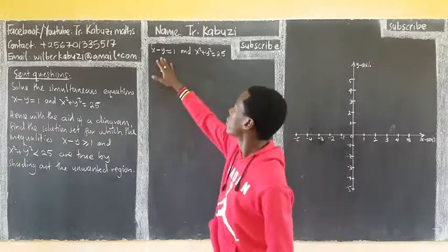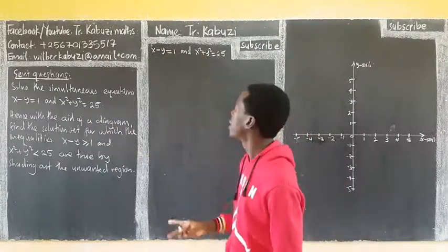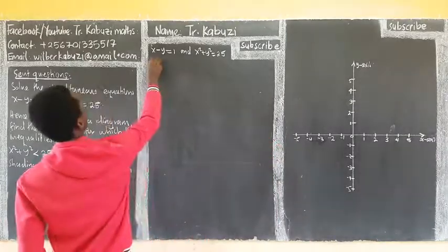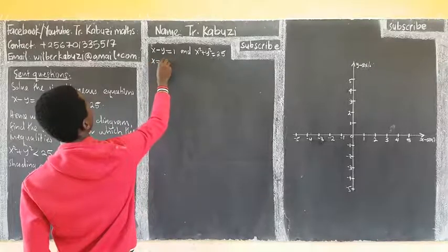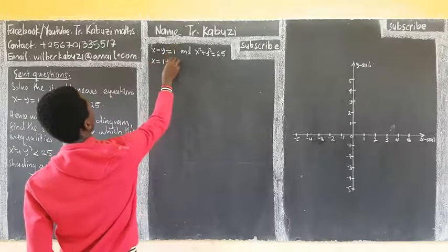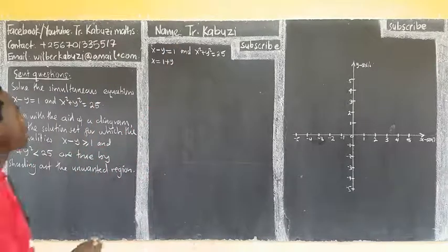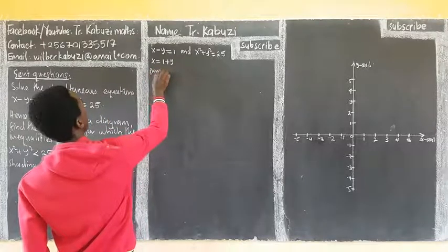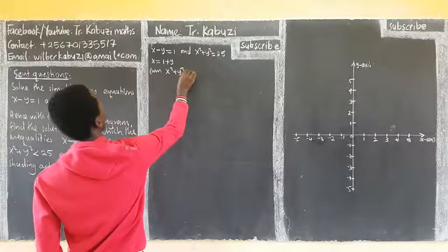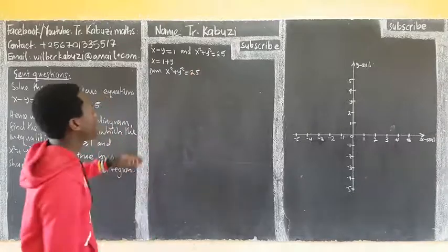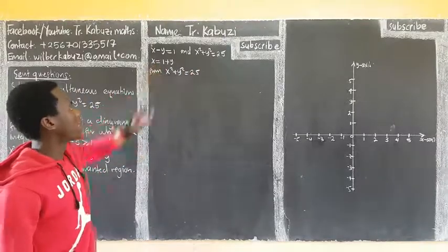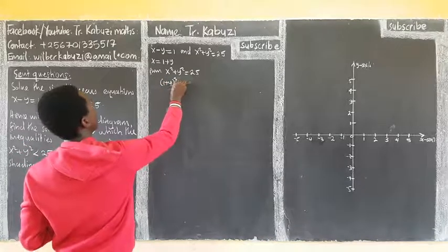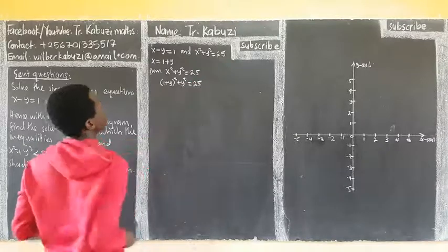What you do, you make one the subject to substitute in this and simplify. So from here, I can easily make x the subject. So from here, my x is going to be 1, and when I take this side, it becomes a plus. So I now put this in there. From x squared plus y squared equaling 25, where there is x, I'm going to put this in here. I'll be having (1 plus y) the whole squared plus y squared equaling 25.